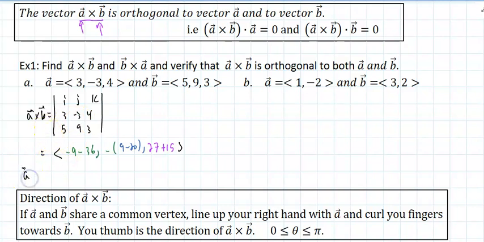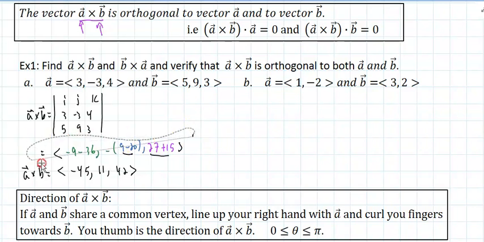So I'm getting A cross B to be a vector, and that vector is negative 45, negative 11 times a negative, that's positive 11, and a 42 if I'm not mistaken.